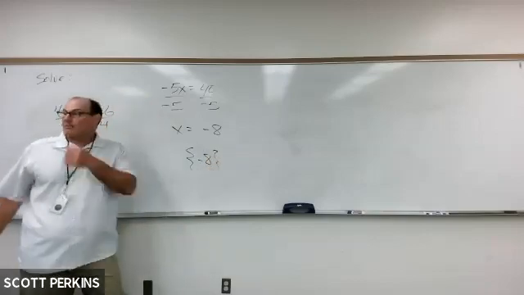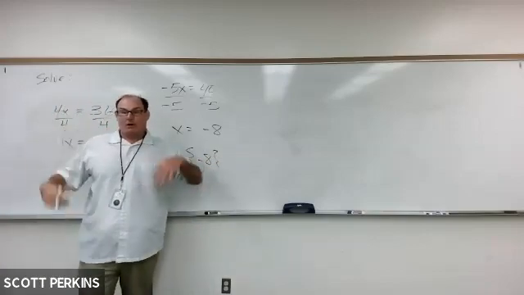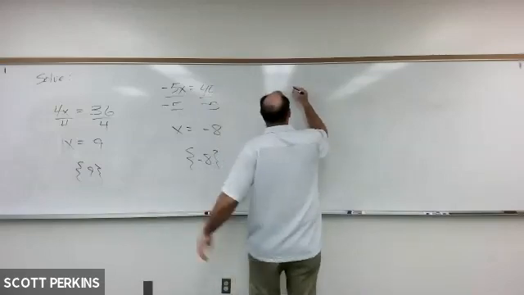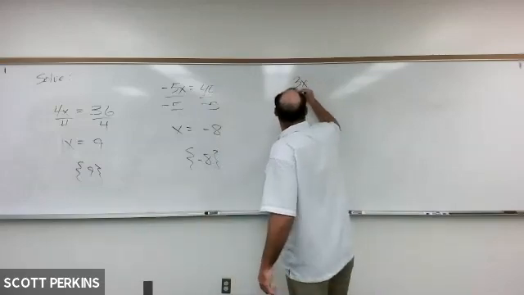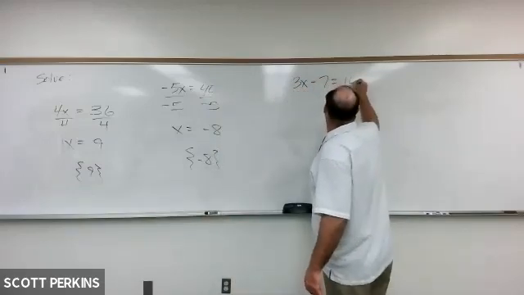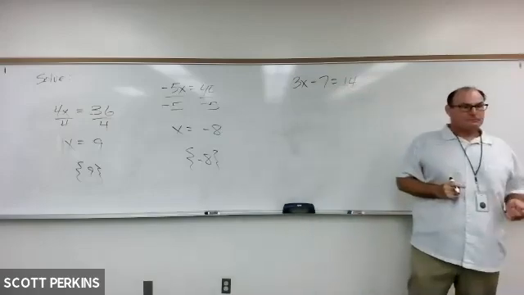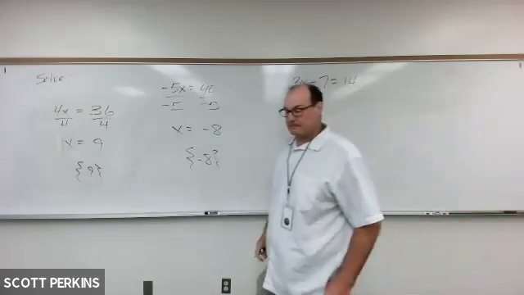Are we still all on board? We're doing all right. We're moving our way up then. So let's go back to that linear equation I started our discussion with. I think it was 3x minus 7 is 14. We're going to solve this one now.